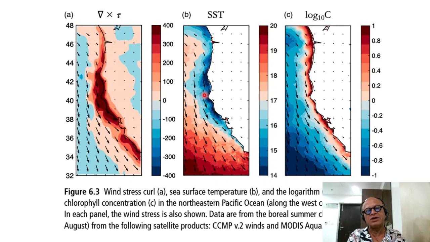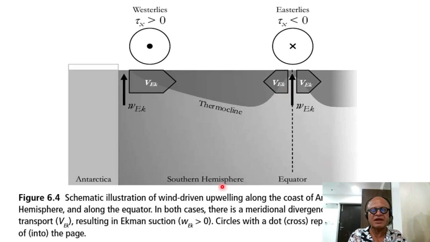So this is log base 10 of chlorophyll, from a satellite, from MODIS Aqua, so you can see high chlorophyll near the coast where the strong upwelling is, and then chlorophyll falls off as you go away from the coast.